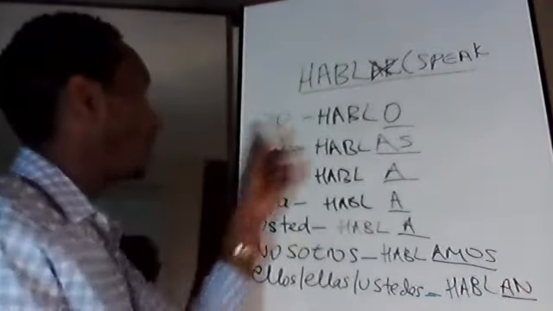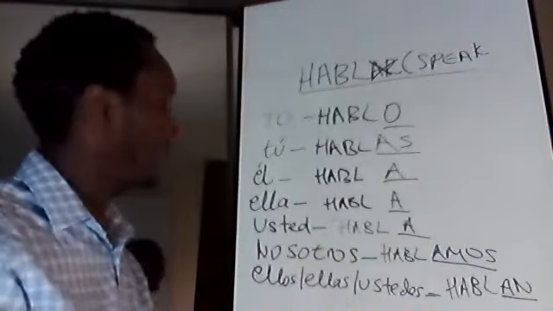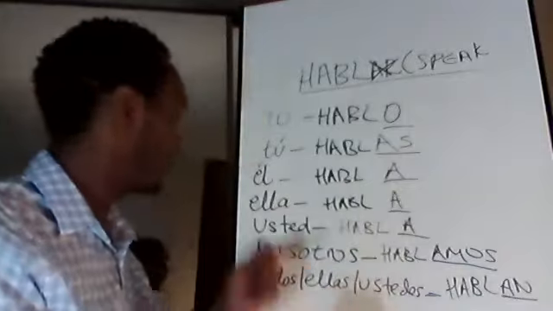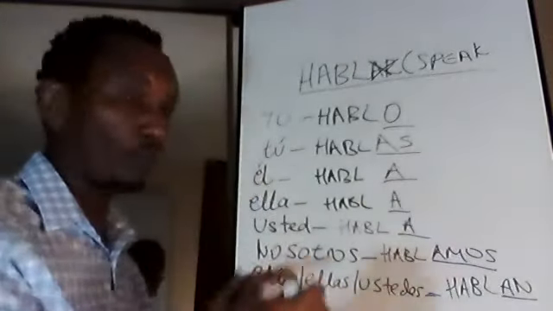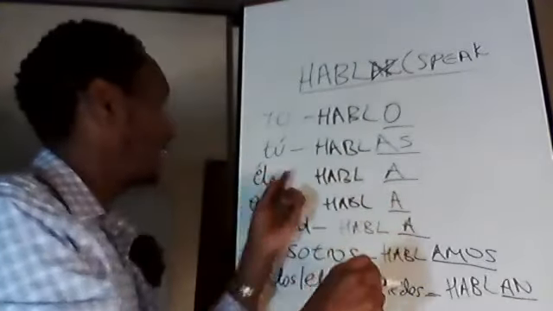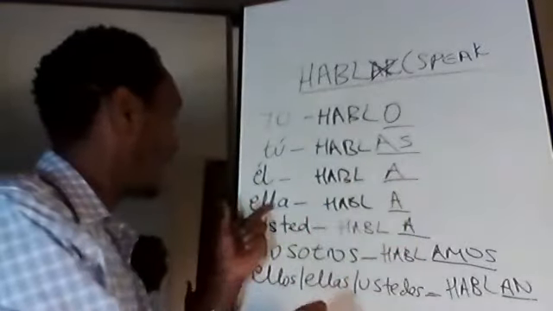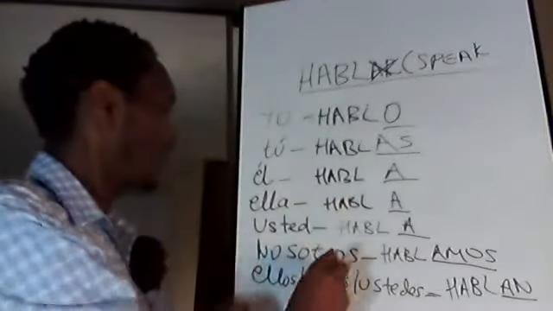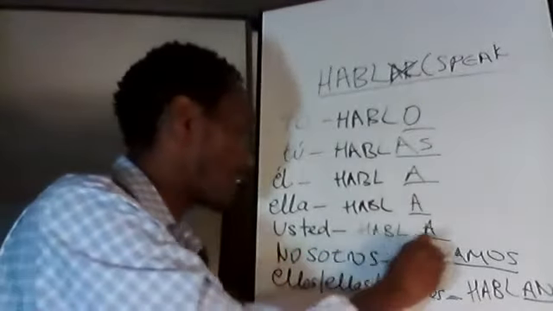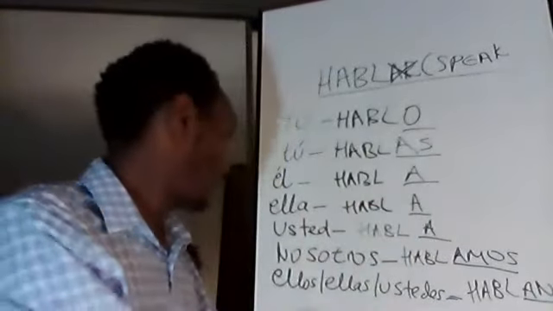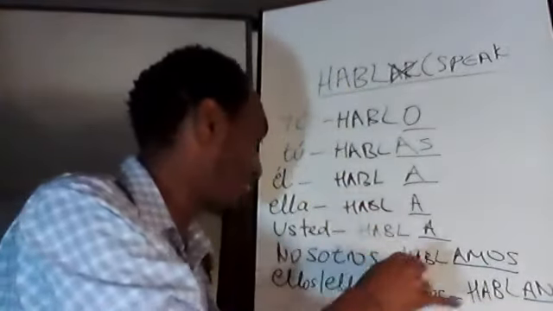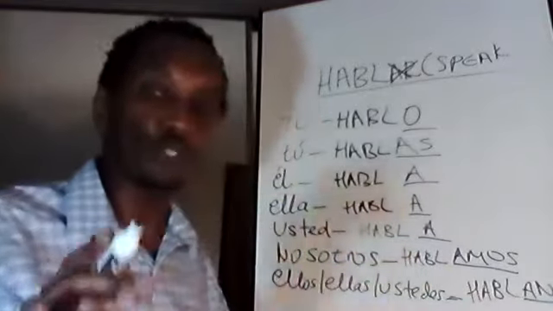So now we have your hablo, I speak. Now you have tú hablas, you speak, informal. This we use with friends and family. I'm going to have a video specifically for that. And now you have él habla, he speaks. Ella habla, she speaks. Then usted habla, you speak, formal. And nosotros hablamos, we speak. And ellos, ellas, ustedes hablan. They speak, or you speak, plural.